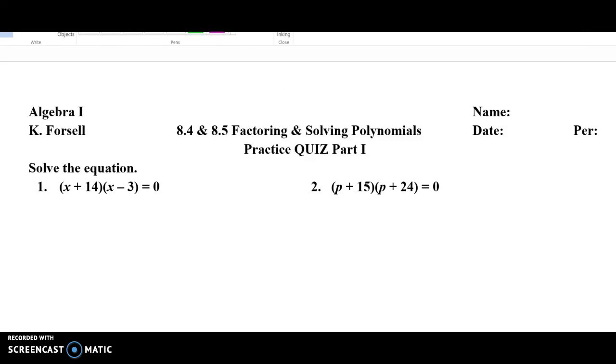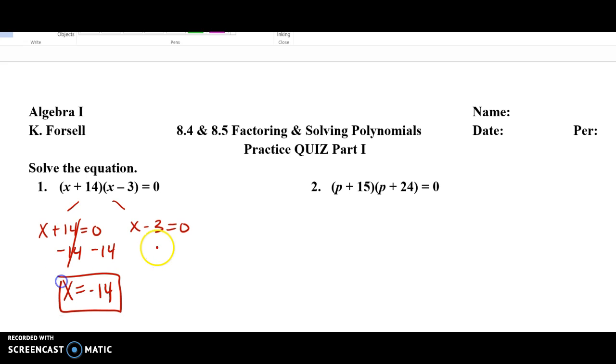Okay, so to solve the first equation, we're going to break this down using the zero product property. So x plus 14 equals 0 and x minus 3 equals 0. If we solve x plus 14, we get x equals negative 14. I'm going to add 3 to both sides of the other one. x is 3. So the two solutions are negative 14 and 3.